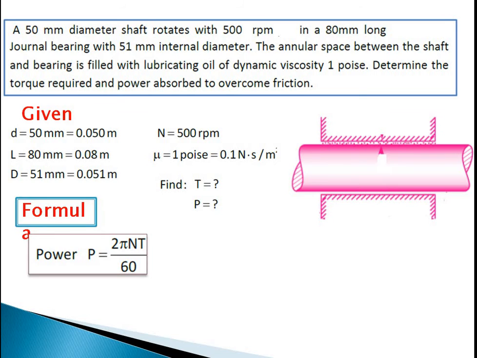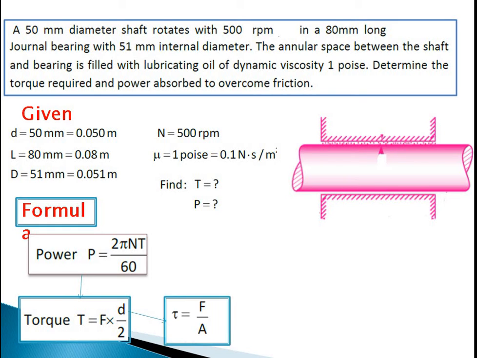Initially we know that power P is given as P equals 2 pi N T divided by 60, as we discussed earlier in the lecture. Then we know how to calculate torque. Torque T is nothing but F into D by 2. For that purpose, it is essential to find the force. Now, we know that tau equals F by A, force per unit area. That is also required to calculate. And we know how to calculate tau, because tau is nothing but mu into du by dy. So with this cycle we want to solve the problem.